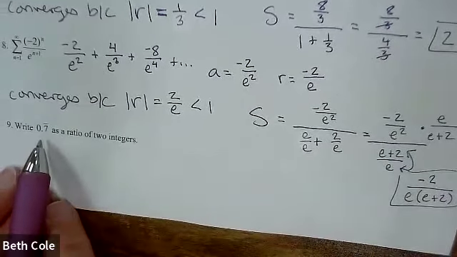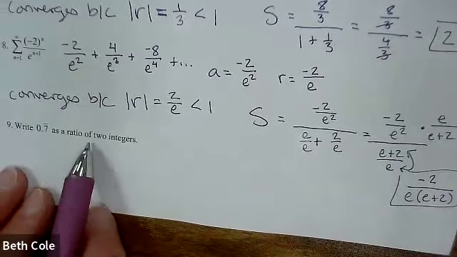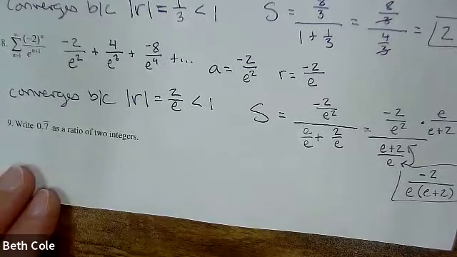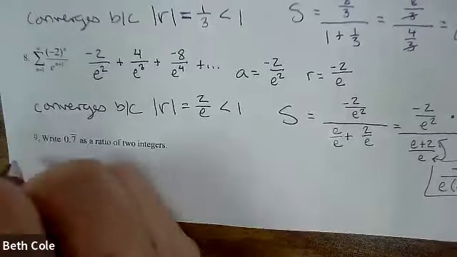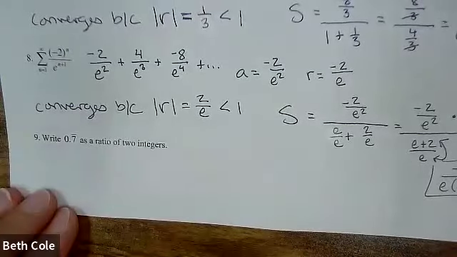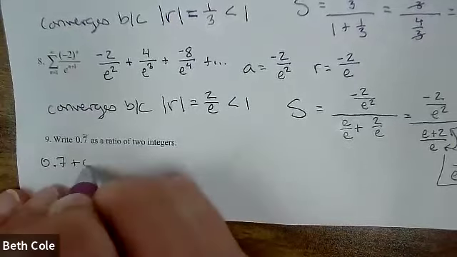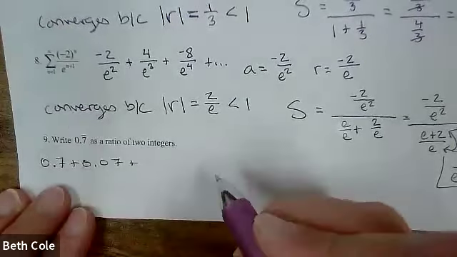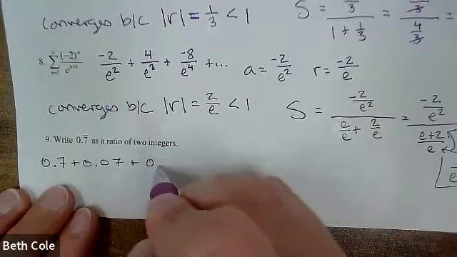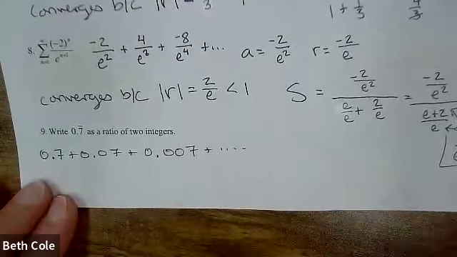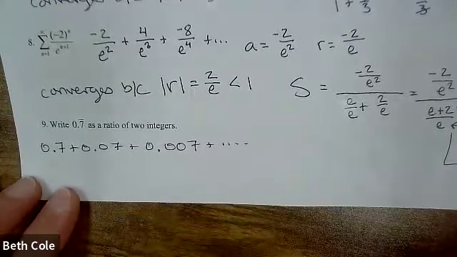All right, we're going to write 0.7 repeating as a ratio of two integers. You can think of repeating decimals like these as infinite series because that's what they are. You get that bar over the top means it goes on forever, right? Okay, so I'm going to write it out as a decimal and then as a fraction because the fractions are a little bit easier to deal with. So this would be 0.7 plus 0.07 plus 0.007, forever.